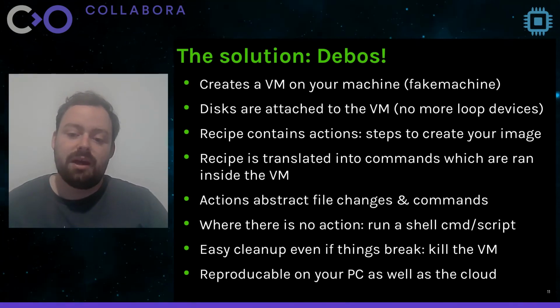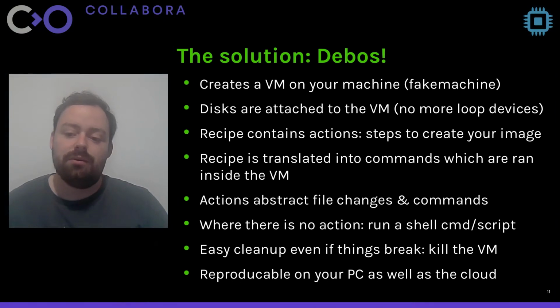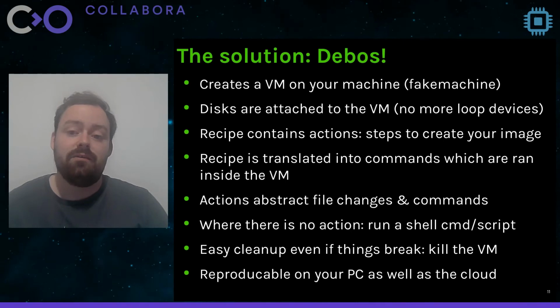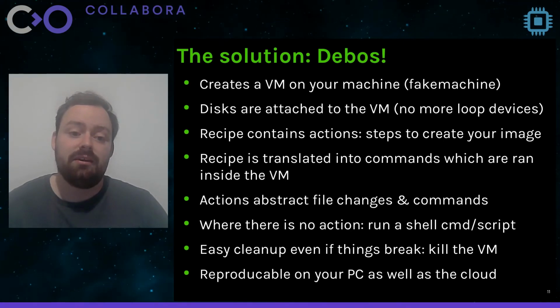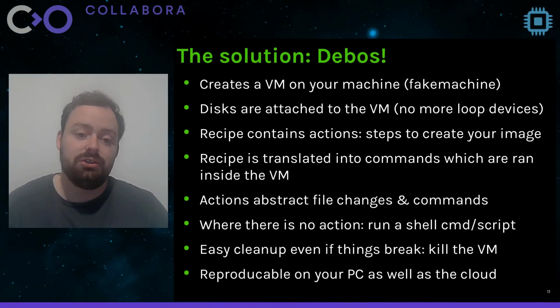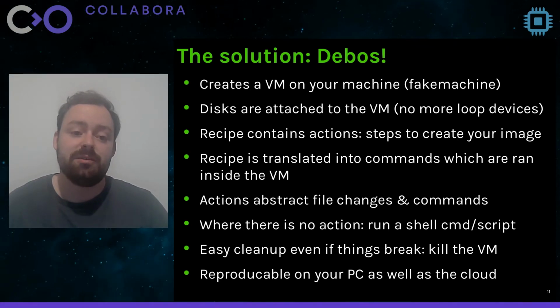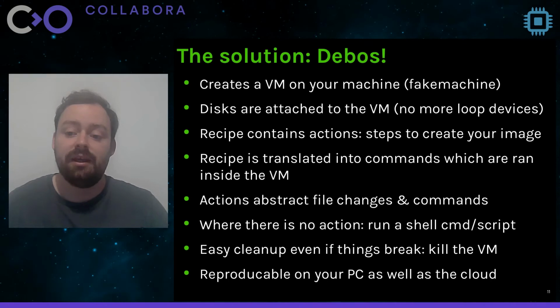When there's no action already created, you can just run a shell command or a script inside the fake machine, which then you can change root into the disk image and do any changes you want there.